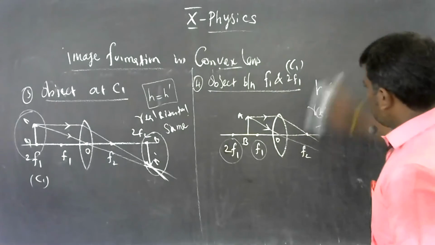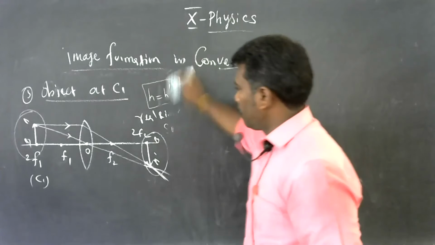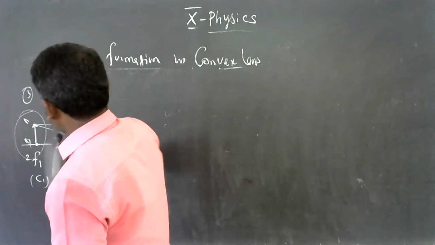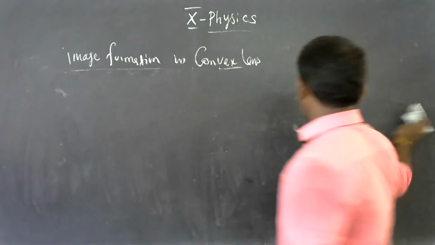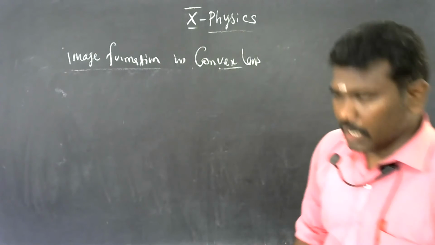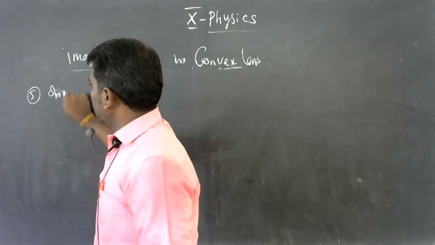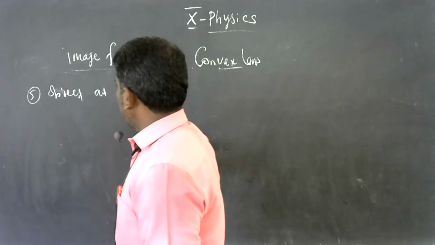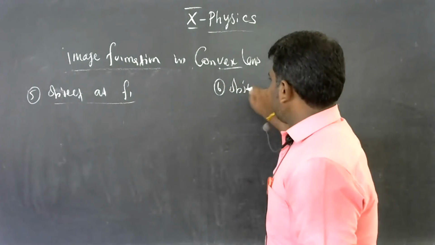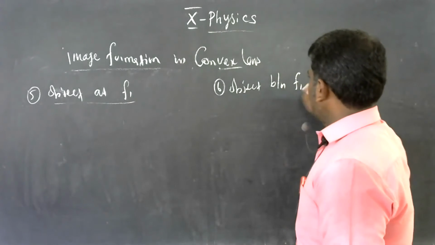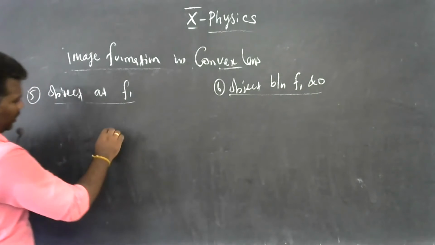Next, the fifth case is, I am going to fix the object at F1. Only two other possible cases are there. One is the object is placed at F1, and the last case is the object is placed in between F1 and O. So fifth one, object at F1. Sixth case, object is placed between F1 and O. Okay. Now, first of all, I am going to explain the concept.